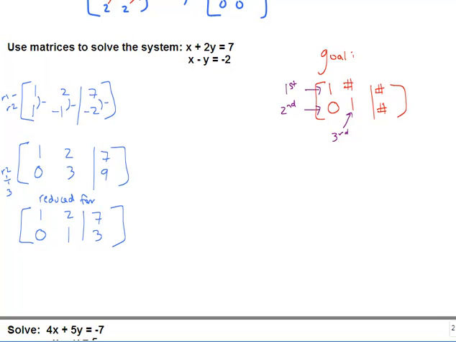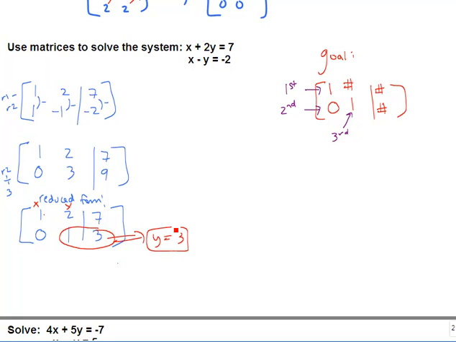We've gotten that far. Once we have it in reduced form, then the bottom row right here tells us one of our solutions. Remember, column 1 is your x's, column 2 is your y coefficients. So if I were to translate this back into an equation, I have no x's, but one y is supposed to equal 3.